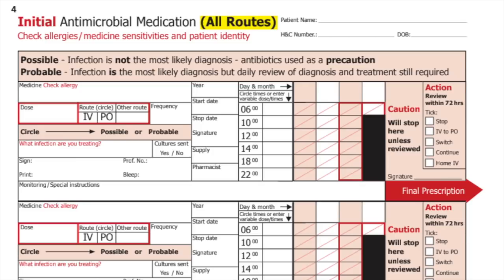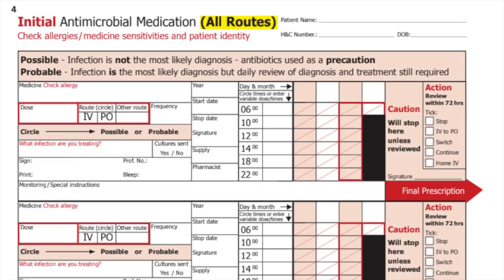The Trust is taking part in a research project to improve antimicrobial stewardship. The aim is to slow down antimicrobial resistance and stop antibiotics in patients who are no longer felt to have a bacterial infection. The antimicrobial section has new features that will prompt prescribers to review antibiotics.